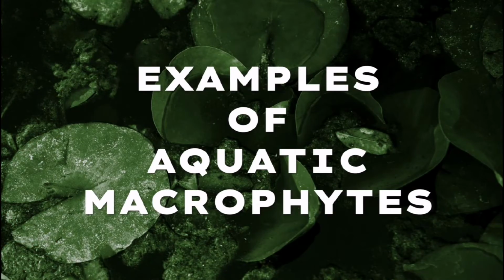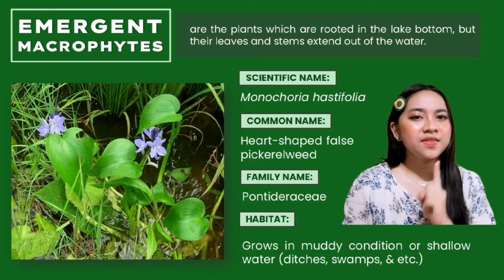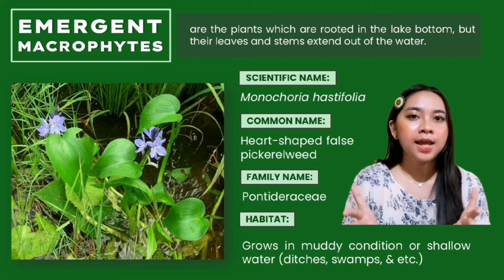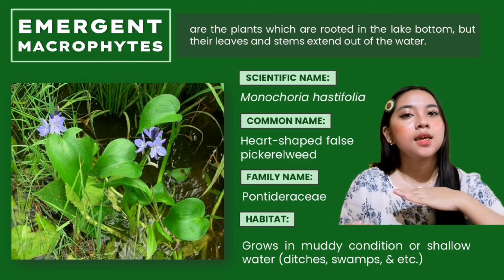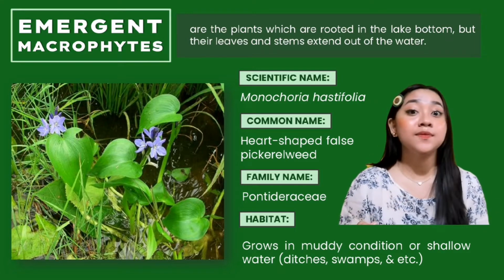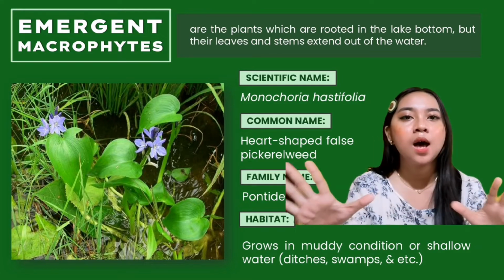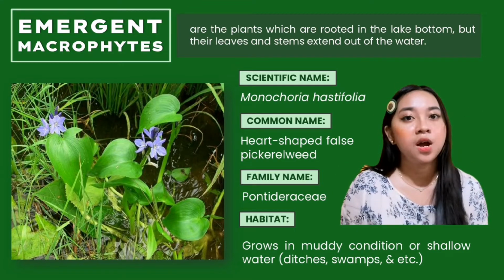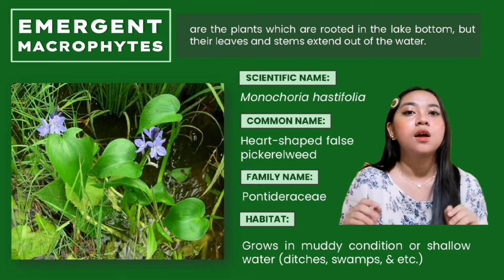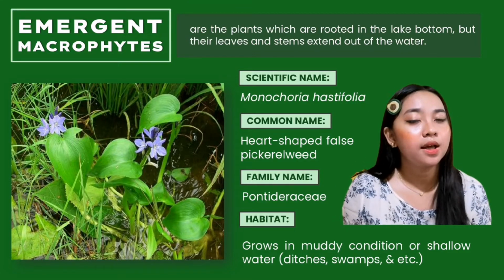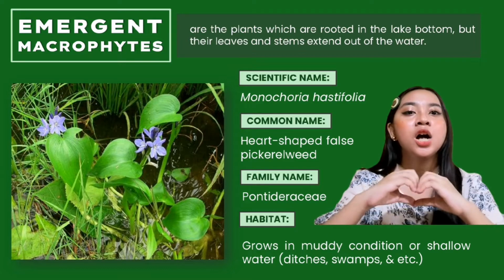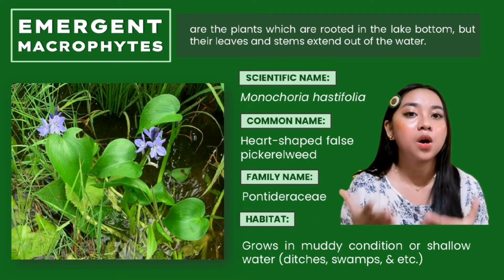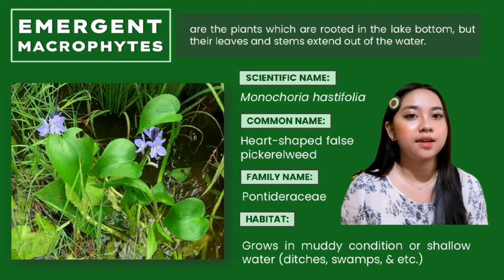Examples of aquatic macrophytes. The first thing to know about are the emergent macrophytes, the plants which are rooted in the lake bottom, but their leaves and stems extend out of the water. Now we have an example of emergent macrophytes from the scientific name of Monochoria hastifolia, commonly known as the heart-shaped false pickerelweed, belonging to the family Pontederiaceae.